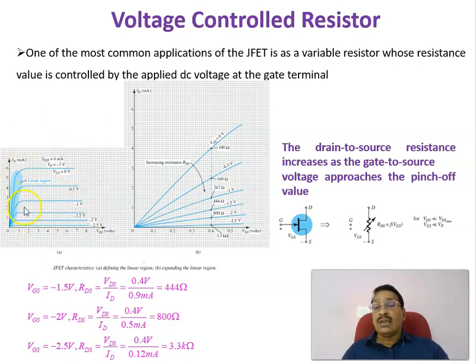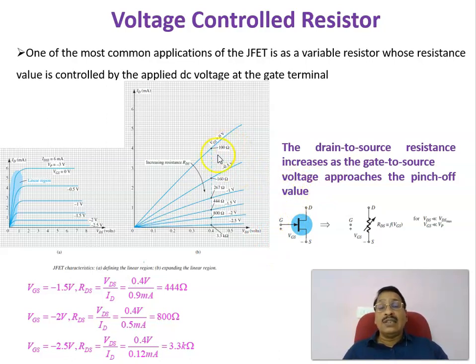And this region is called the ohmic region, in which the source to drain resistance varies as the gate to source voltage changes. Therefore, when it is used as a variable resistor, it is made to work in this ohmic region, and when it is used as an amplifier, it will be working in this active region. The drain to source resistance increases as the gate to source voltage approaches the pinch off value. The maximum value of VGS is equal to VP.